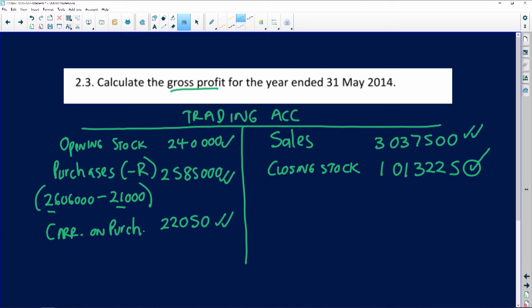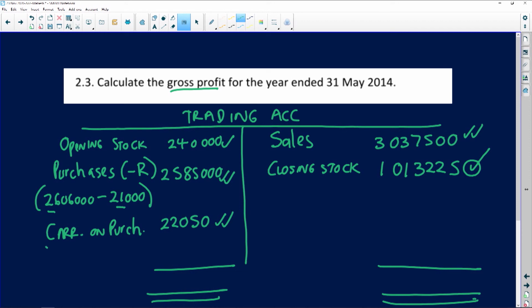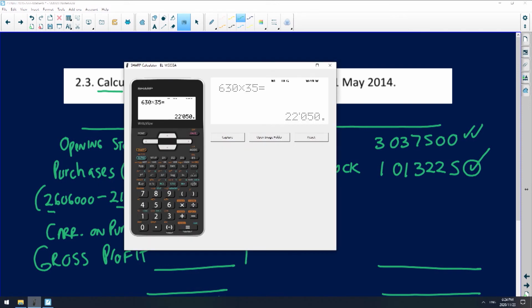Okay, right, so we're now ready to calculate our gross profit. So remember, your gross profit is simply adding everything on the credit side minus whatever you have on the debit side, and that will be your gross profit. Okay, the correct account is your profit and loss account, but because it's a calculation, it's not necessary for me to write profit and loss. I'm just writing gross profit. Right, so let's just do that.